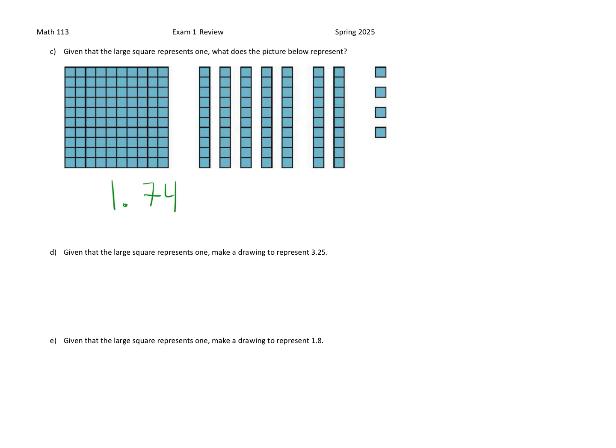Given that the large square represents 1, make a drawing to represent 3.25. Okay, so that's going to be 3 flats because the flats are 1. Okay, 3 flats, 2 tenths, so that is 2 longs, and 5 hundredths.